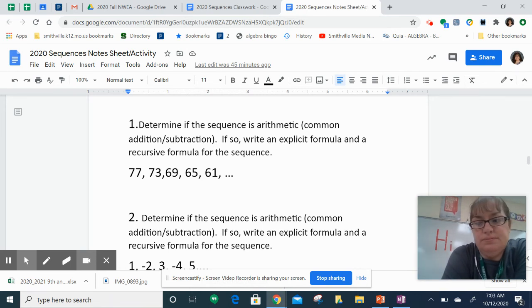What are we doing? That's right, we're subtracting 4. So in this case, if we were writing a recursive form, we'd start with the now equals 77, and the next is now minus 4. If you worked with the explicit form, this one should end up being y, or a sub n, is equal to negative 4n plus 81.